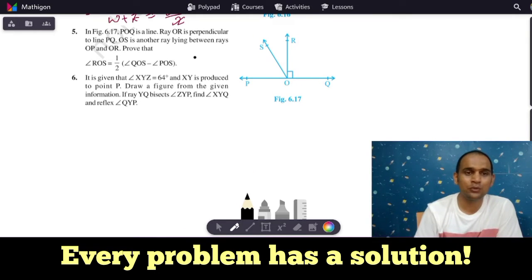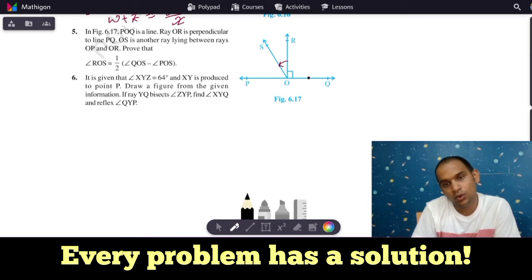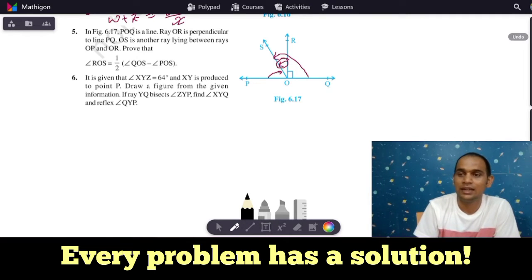Now, the next question: in figure 6.17, POQ is a line. It is given. Ray OR is perpendicular to PQ. OS is another ray lying between the rays OP and OR. So we need to prove that angle ROS, that means this particular angle, is equal to half of QOS minus POS. QOS is this angle, and POS is this angle. So if you subtract these two angles and take half of that, we will get this particular angle. That is what we have to prove.